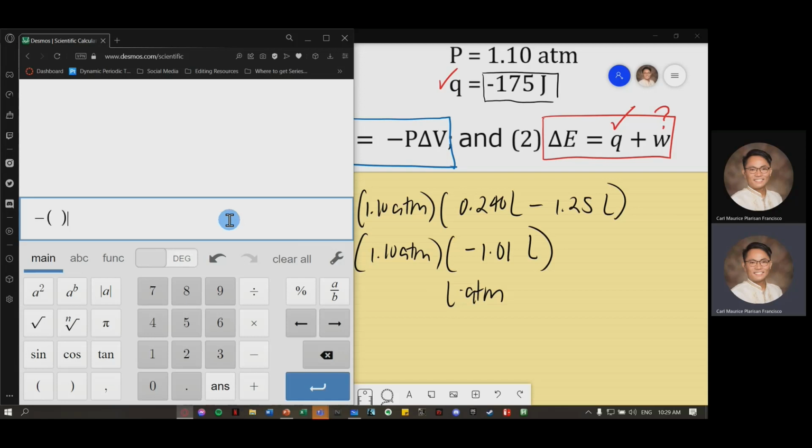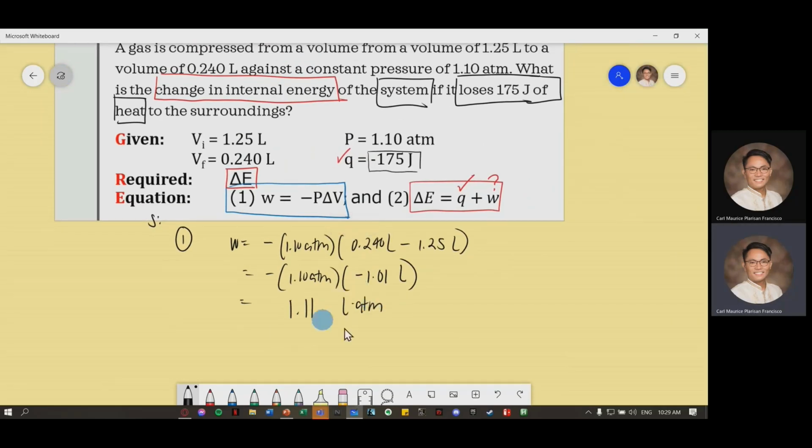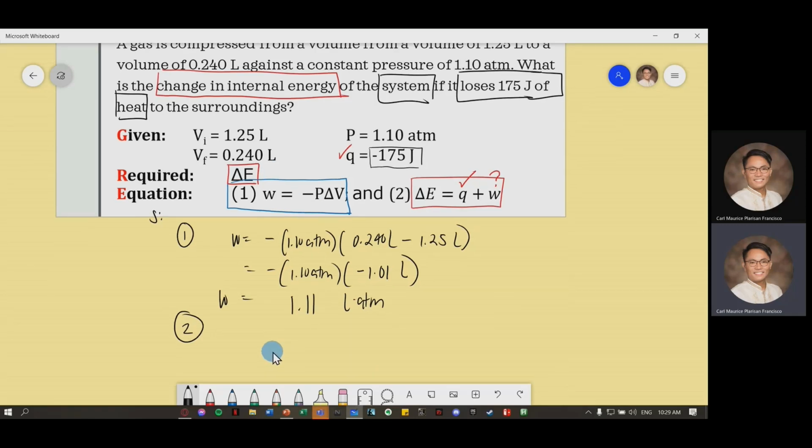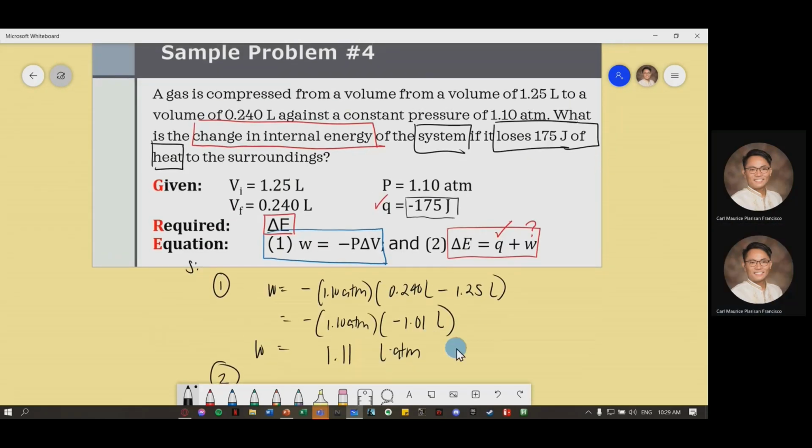So we just need to multiply this on the calculator. So negative 1.10 times negative 1.01. Okay, so we have 1.111, so 3 sig fig, positive 1.11. Okay, so now this is work, 1.11. So proceed with step number 2. Since we need change in energy, itutuloy po natin ang solving. Okay, so 1.11. Plus, tama rin po. Positive ang sign 1.11. Bakit?